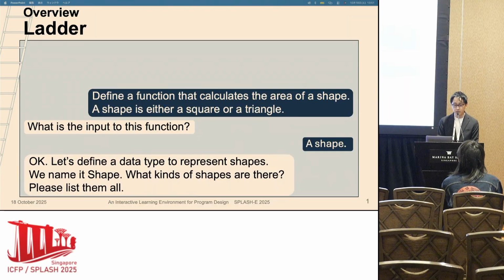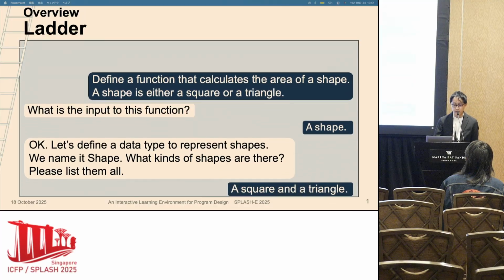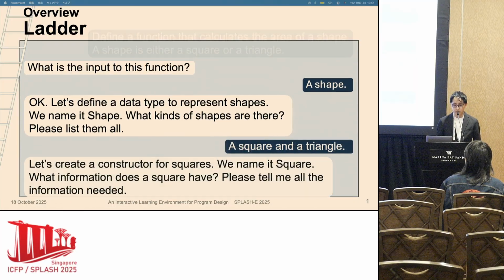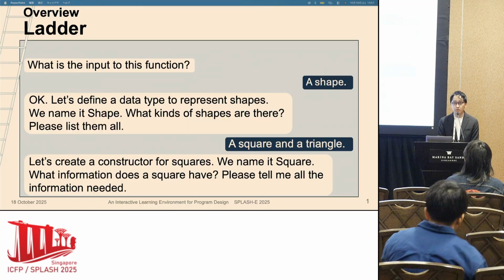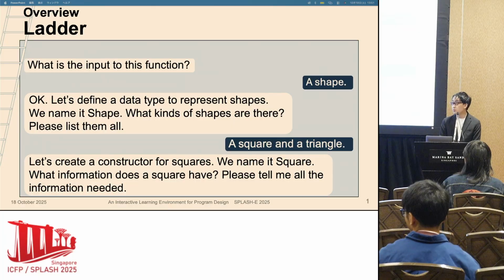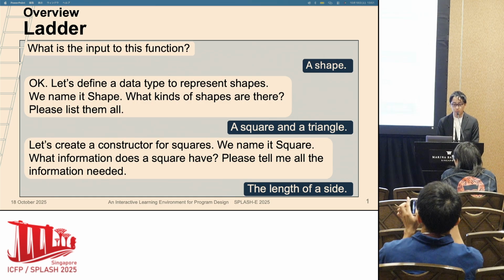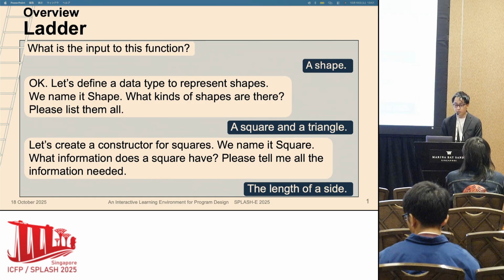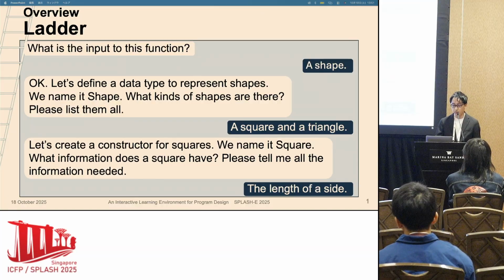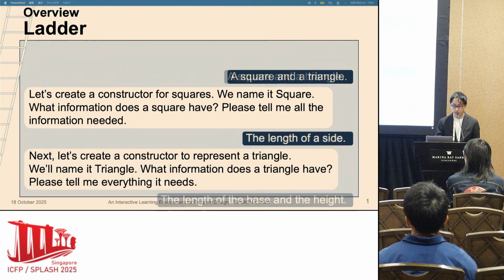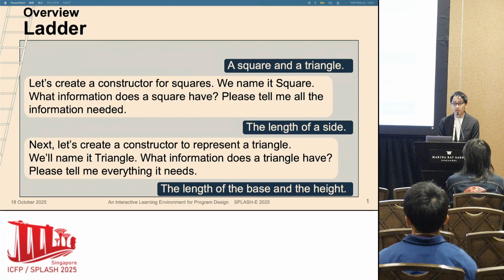Next, Ladder asked, what kinds of shapes are there? The student answers, a square and a triangle. At this point, to create constructors, Ladder asks about the information each shape has. The student answers saying the length of a side for a square and the length of the base and the height for the triangle.